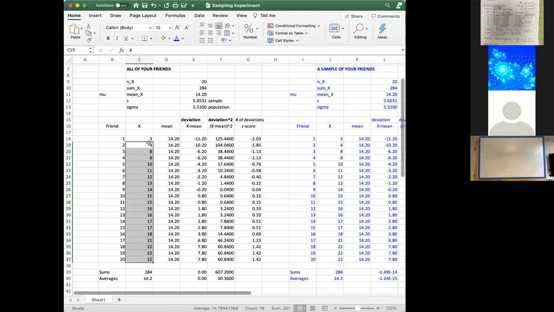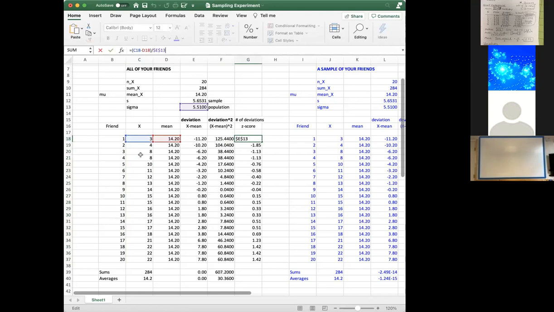What I could do is take the dollars, he's got $3. I could take the average, which is $14.20, and find out how many standard deviations he's away by doing this formula. You see the formula I did here. I took 3 minus 14.2, that's C18 minus D18, and then I divided by the population standard deviation, which was 5.5. And I found out that he was 2 standard deviations away. In fact, 2.03, he was more than 2 standard deviations away.